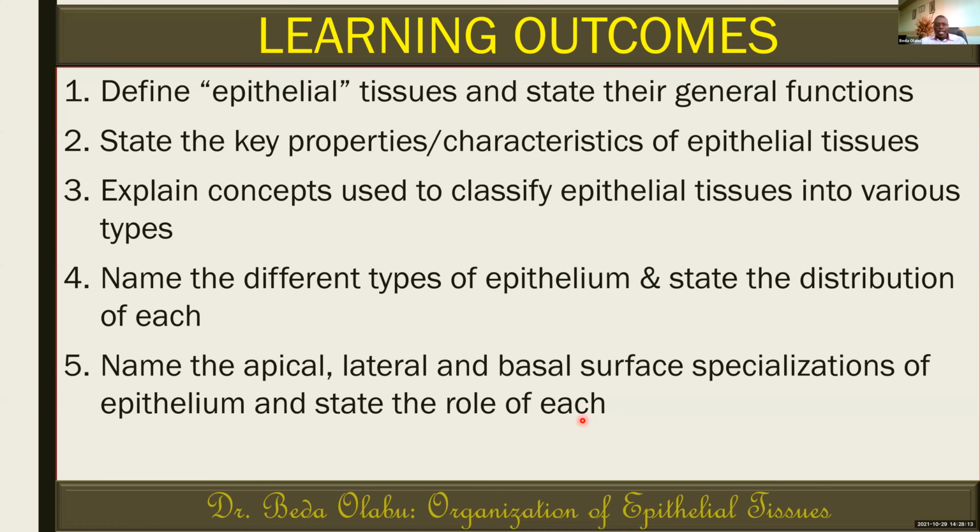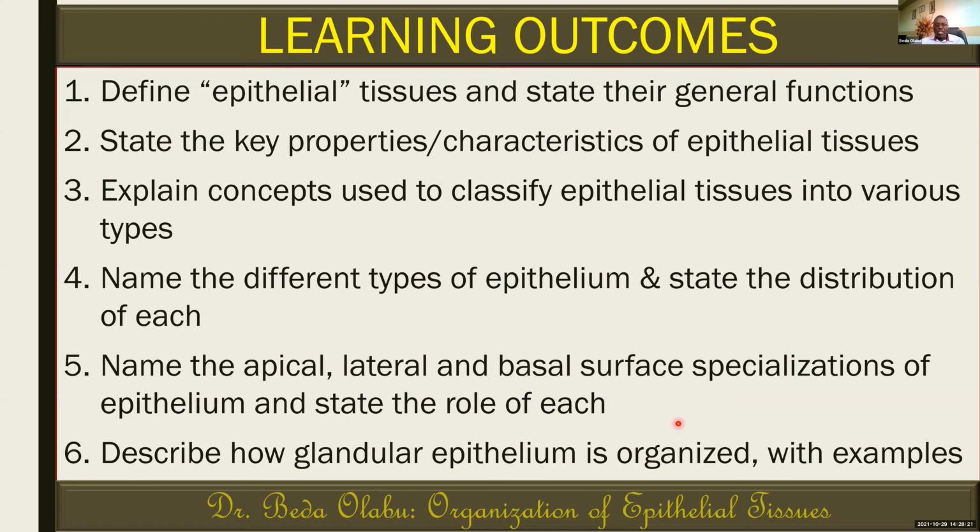Then we look at the apical, lateral, and basal surface specializations of epithelial tissue and state the role of each, and we'll finish with glandular epithelium. So in these other parts, which are straightforward, I think you'll allow me to go fast. Then on the other parts, we can take our time.